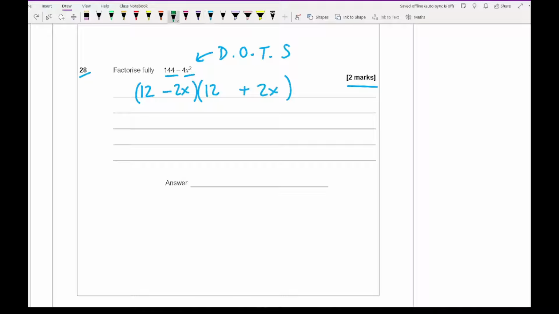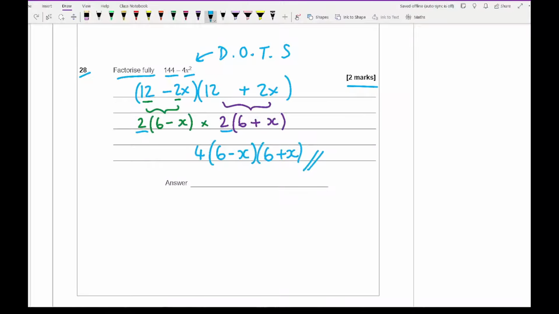However, on close inspection, you can see that inside each of the brackets you've got a factor of 2. So this can be factorised as 2 times 6 minus x, multiplied by, and this can also be factorised as 2 times x plus 6. Then we can simplify this by multiplying the 2s together, in which we get 4, and it's going to be 6 minus x, 6 plus x, and there we have factorised fully as instructed in the question.